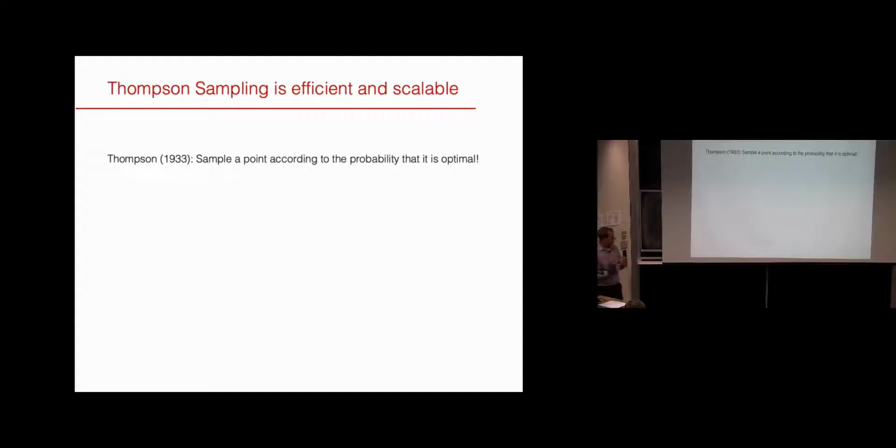Here, I think a useful strategy is Thompson sampling, which was proposed a long time ago, in 1933, but is currently very popular again. The idea is to sample a point according to the probability that this point is optimal. It's a nice idea, but at first glance it's not clear how to do this, because I don't know the probability that the point is optimal. So we face a problem. Thompson had a great idea, but it doesn't seem very practical at first glance.